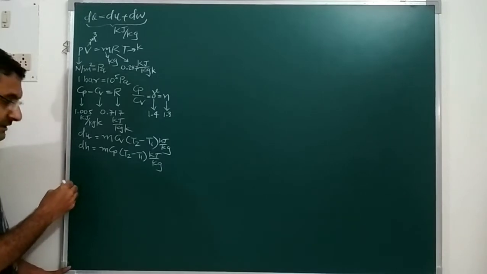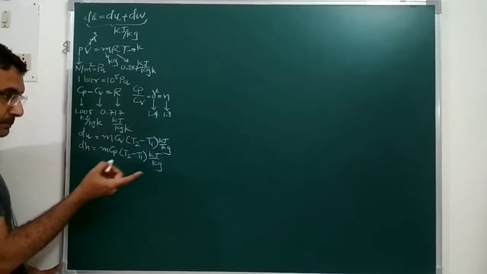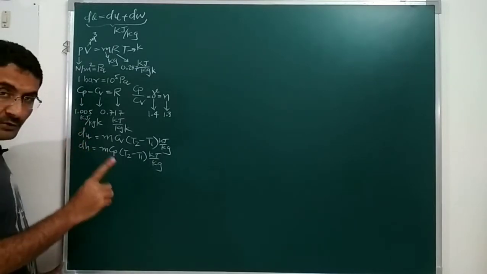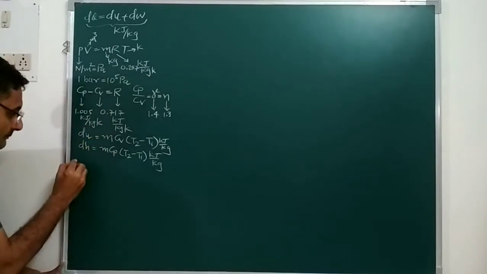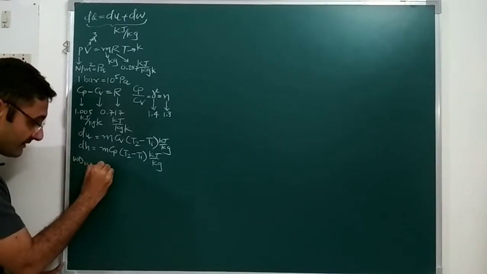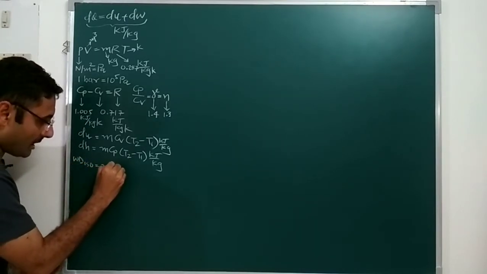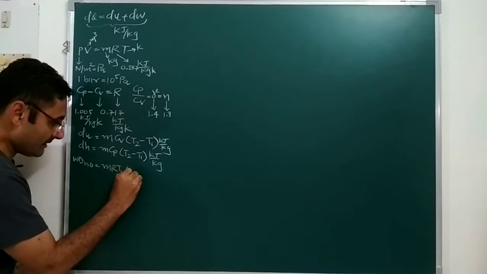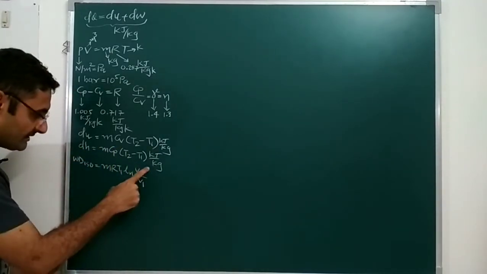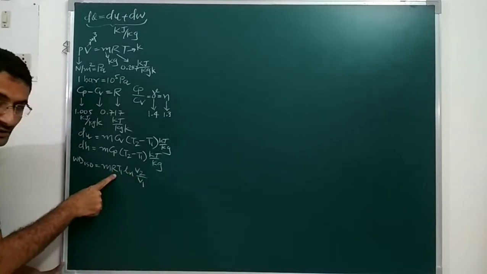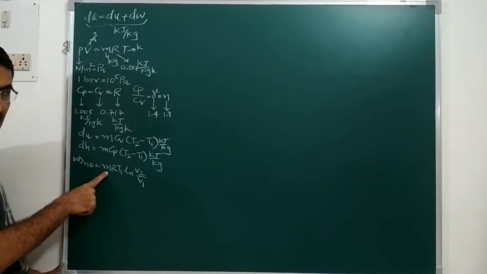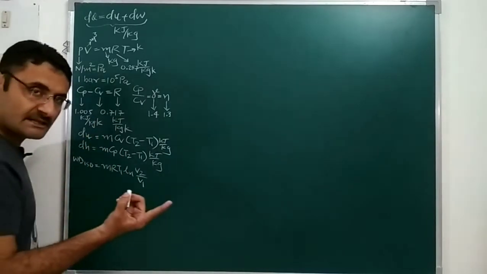Now next, the work done equations you have to remember. Supposing in your numerical an isothermal process is given, and you want to find the work done by the isothermal process, the work done that we have derived is m R T1 ln(V2 by V1), that is final volume by initial volume. R is 0.287 kilojoule per kg Kelvin, and the value of mass is given in your example. If it is not given, then we will see later.